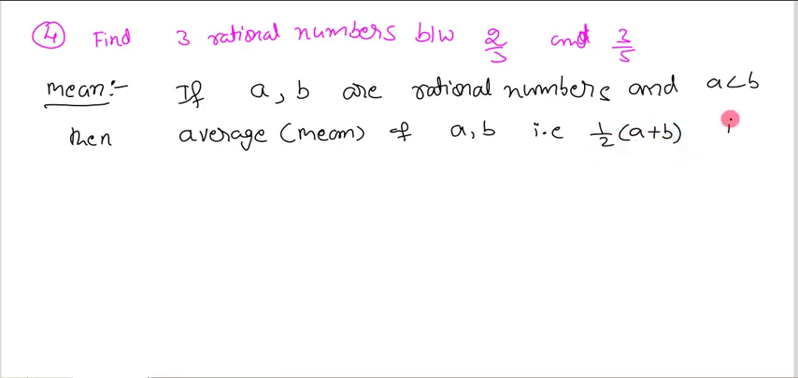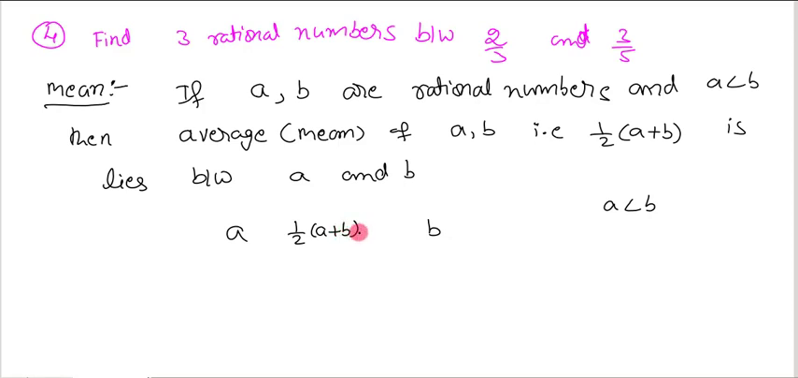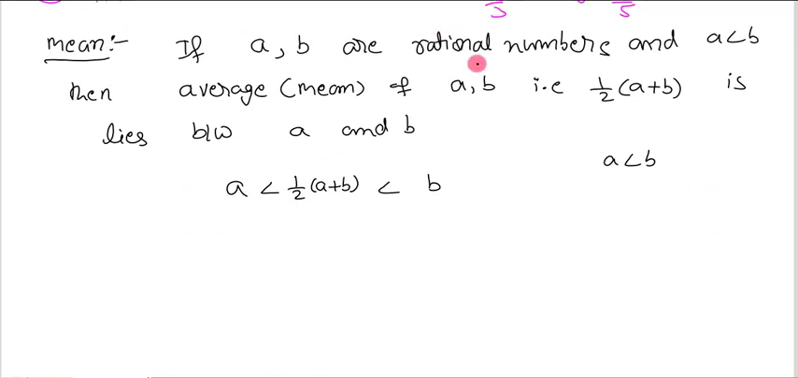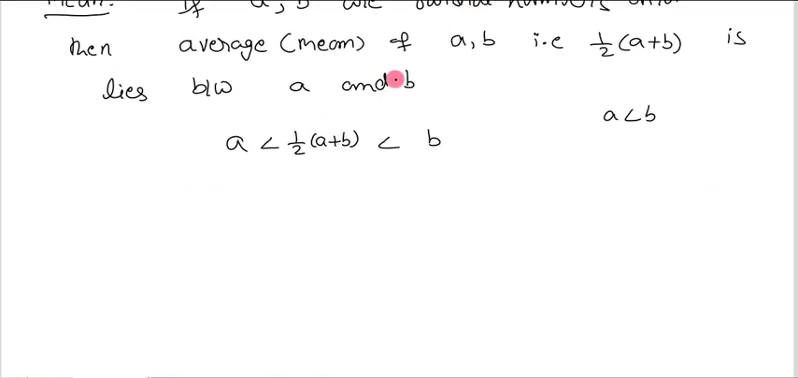This value lies between A and B. What does it mean? Between two rational numbers A and B, where A is less than B, the average of A and B always lies between A and B. This is the formula which we are going to apply. So by using this method, this formula, we are going to solve this problem. So for that, let me write the given numbers as 2 by 3.